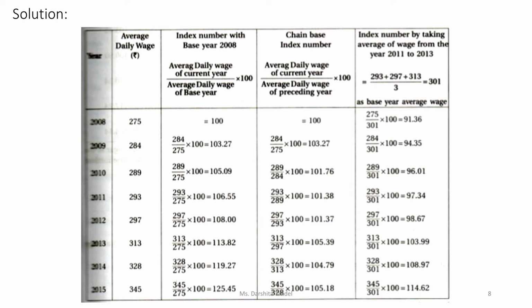91.36. Similarly, in year 2009, our average daily wage of current year is 284 divided by our average daily wage of this average of 3 years, means 301, into 100 is equal to 94.35. Similarly, for years 2010, 11, 12, 13, 14 and 15, we can calculate the index number as shown.